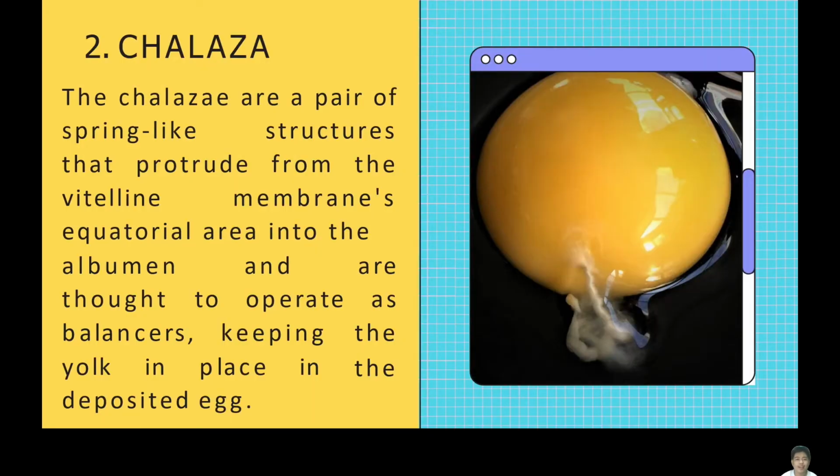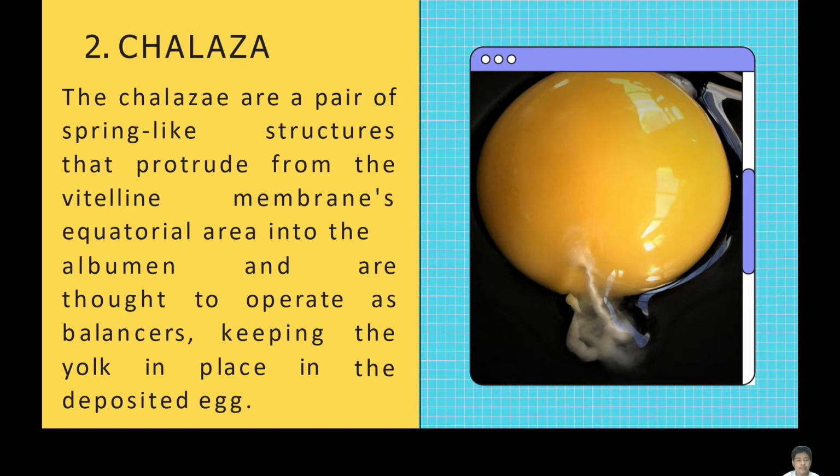The next one is chalaza. The chalaza are a pair of spring-like structures that protrude from the vitelline membrane's equatorial area into the albumin and are thought to operate as balancers, keeping the yolk in place in the deposited egg.